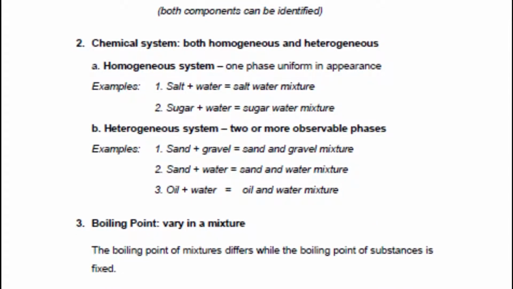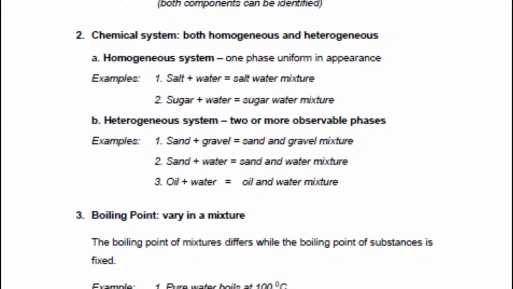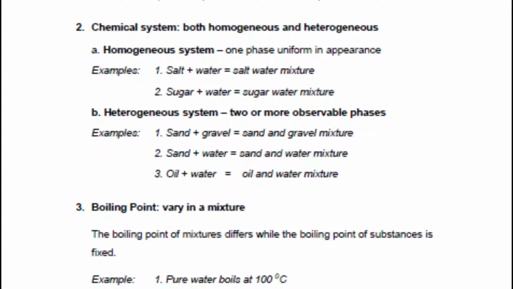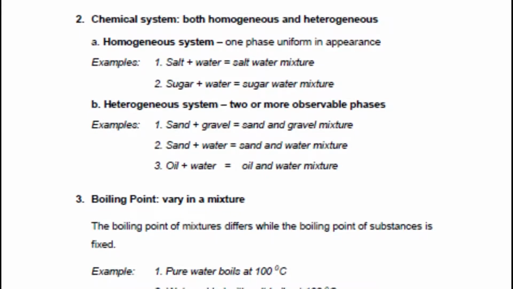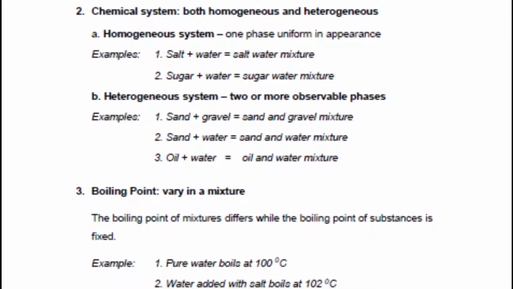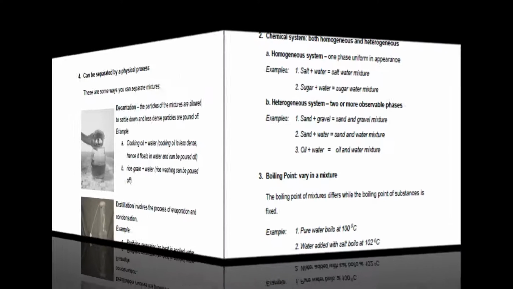Third is boiling point. This may vary in a mixture. The boiling point of mixtures differ while the boiling point of substances is fixed. For example, pure water boils at 100 degrees Celsius. Water added with salt boils at 102 degrees Celsius.